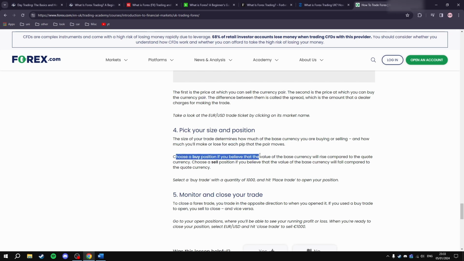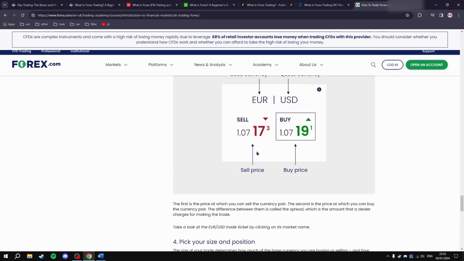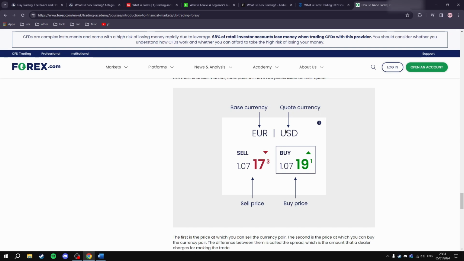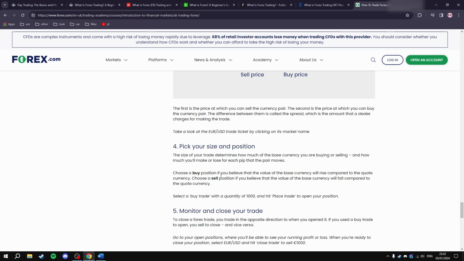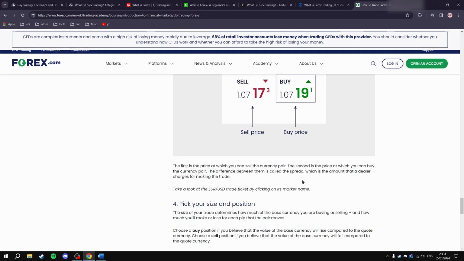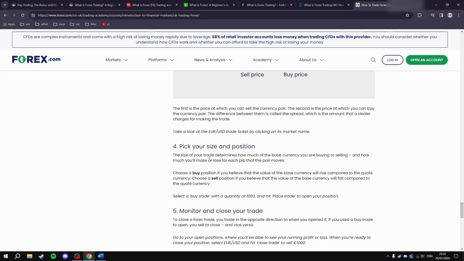Choose a buy position if you believe that the value of the base currency will rise compared to the quote currency. So basically, the USD. If you believe that it will rise compared to, so USD is going to increase. Choose a sell position if you believe that the value of the base currency will fall compared to the quote currency.